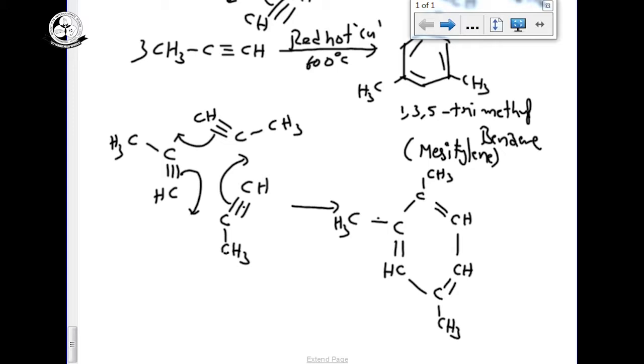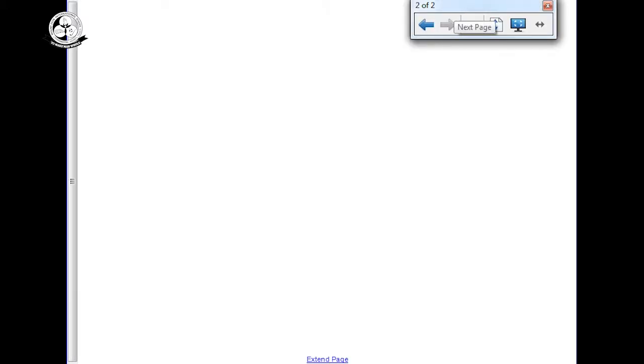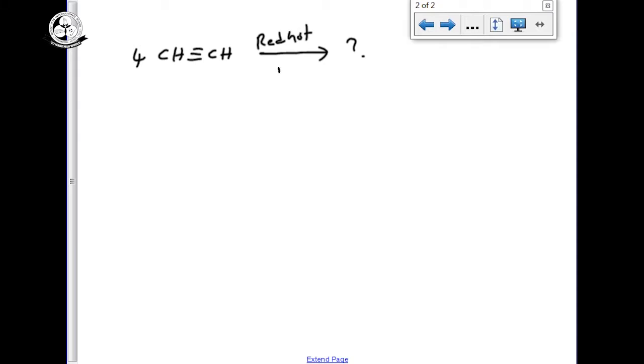If 3 molecules are joined like this, we can get this. If we join 4 molecules, for suppose 4 molecules of CH triple bond CH joined, to give what? Here a red hot metallic tube, that is a red hot iron tube or copper tube, whichever you use, maintaining 600 degrees Celsius and above.